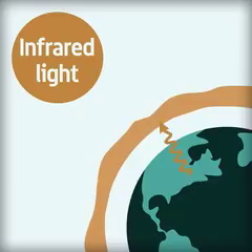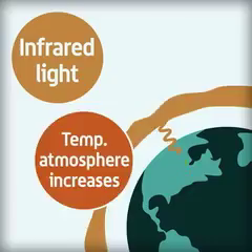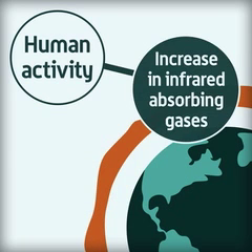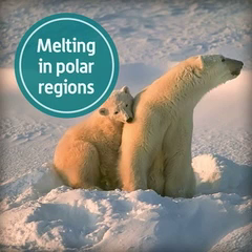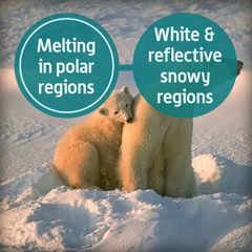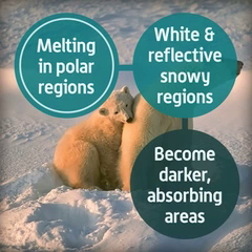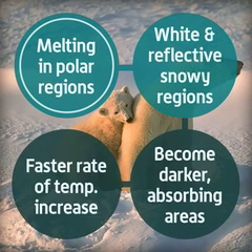The atmospheric gases that are transparent to visible light aren't transparent to infrared, and therefore the temperature of the atmosphere increases. Human activity is increasing the amount of infrared absorbing gases in the atmosphere, and this is leading to an increase in the temperature of Earth's atmosphere. As the increase in the Earth's temperatures causes melting in the polar regions, the bright white and reflective snowy regions will melt and become darker, absorbing areas, further increasing the rate at which the globe increases in temperature.